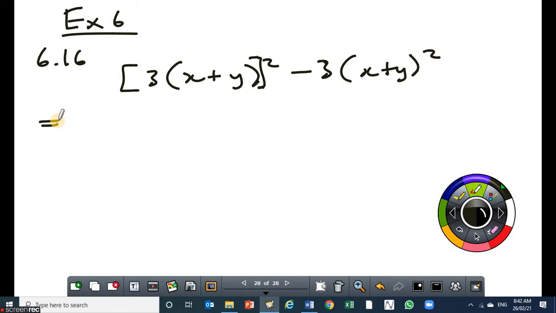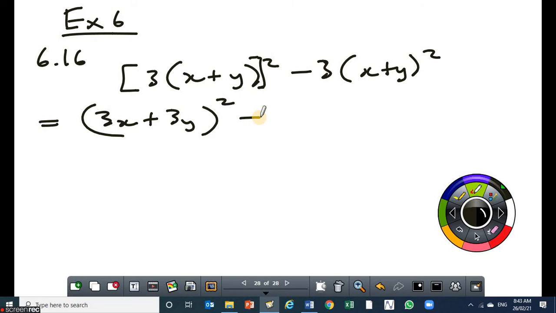The first step, for this one here, the square is affecting the 3 and the x plus y. So the best way is multiply the 3 by the x and the y first. And then the result or the product, you don't have to square that. So this will be 3x plus 3y squared minus. Now here is different from the first term. Well, this is one term. It's different. The square is affecting the x and the y, but it's not affecting the 3.